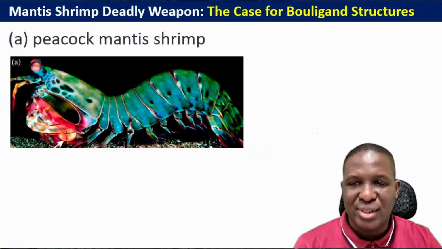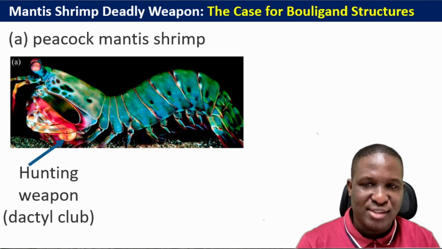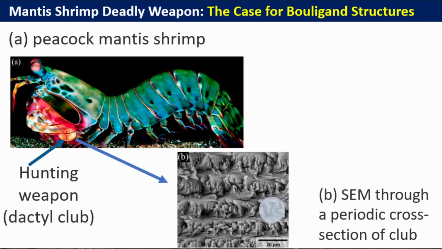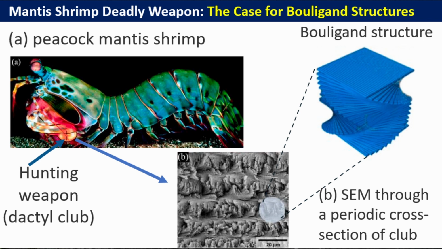So the mantis shrimp here has got a hunting weapon associated with it, which is called the dactyl club. The dactyl club, if you do an SEM section of it, you get a spherical cross-section of the club. And looking more closely at that, the architecture looks like this, which is a Bouligand structure. So we'll be modeling the Bouligand structure as a representative of what this mantis shrimp looks like.